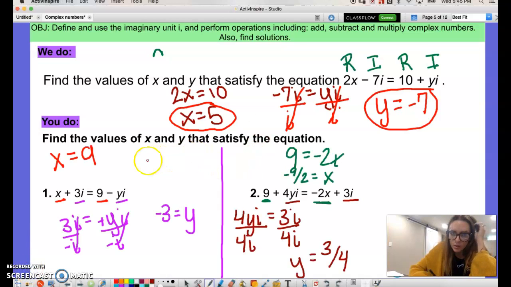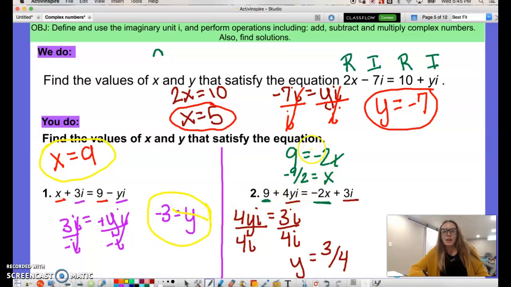All right, so here we are with our answers for the last two. We have our real number with x equals 9, and then y equals negative 3. And then over here we have negative 9/2 for x, and we have 3/4 for y. Pause me if you need to go ahead and look at that work.